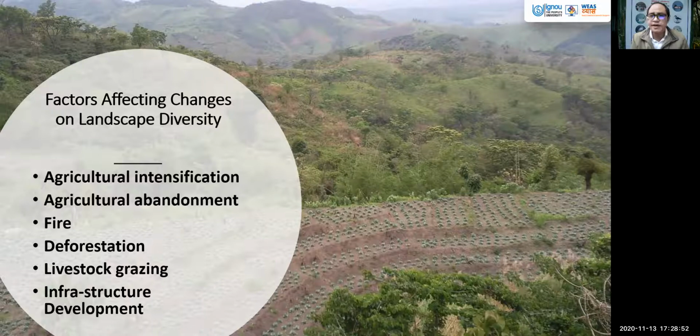Deforestation, it is of course very easy to understand. Livestock grazing also, because that directly affects the species structure in the grazing area. That is directly related to soil degradation or soil fertility and others. Then infrastructure development. When we set up an infrastructure development in any particular area, there is a direct impact.